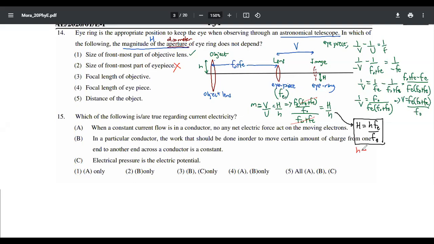Okay. Now h is half diameter of object lens by 2, and FE is the focal length of eyepiece. Blah blah blah. You know that. Focal length of objective, yes. Focal length of eyepiece, yes, 1, 2, 3, okay. Distance of the object. Now, second is definitely the answer.